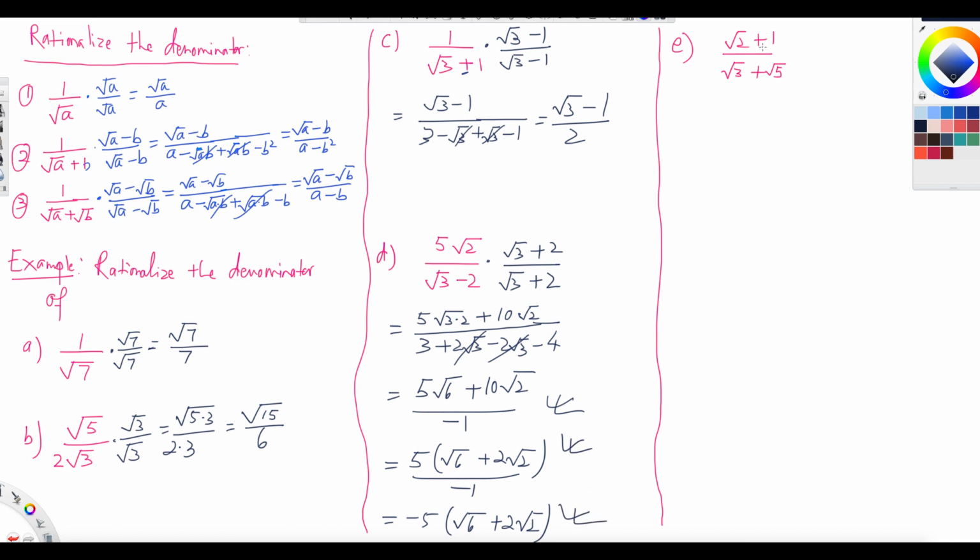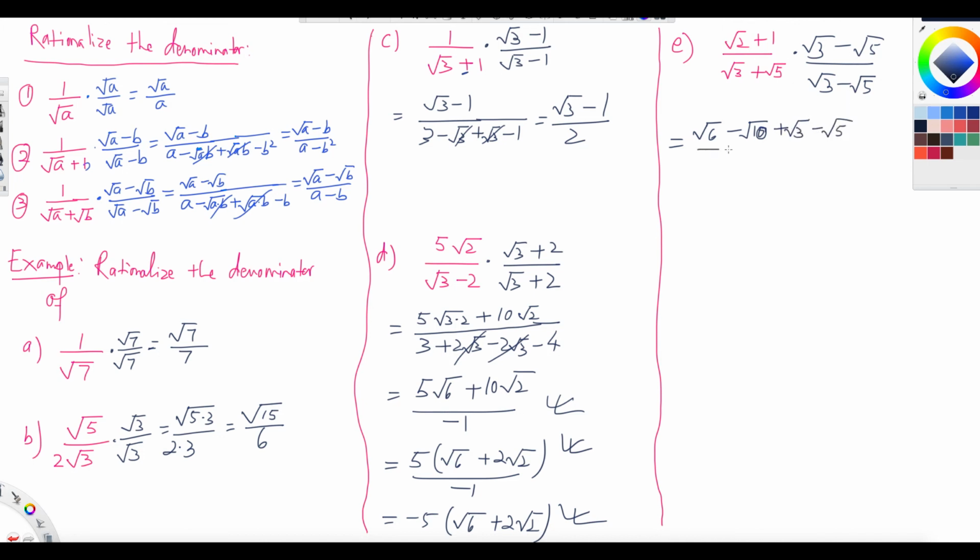Now the last example: we don't have to worry about the top. Look at the denominator, which has root 3 plus root 5. So you need to do the conjugate. Like example 3, what you do is root 3 minus root 5 divided by root 3 minus root 5. You see that? Now you FOIL the top. Root 2 times root 3 is root 6, and then root 2 times negative root 5 is negative root 10. You see that? And then 1 times root 3 is plus root 3, and 1 times negative root 5 is negative root 5.